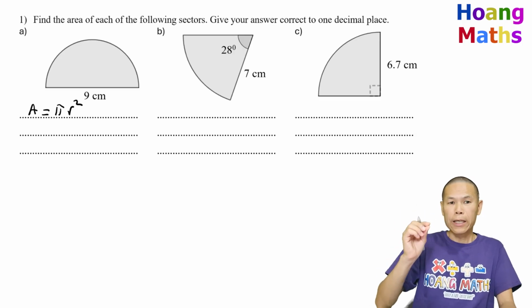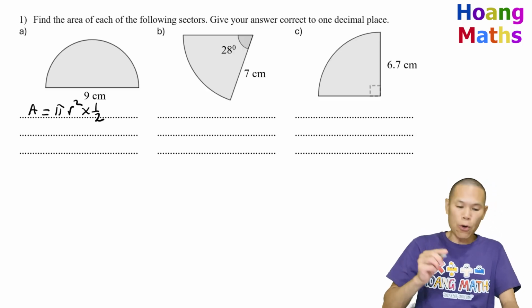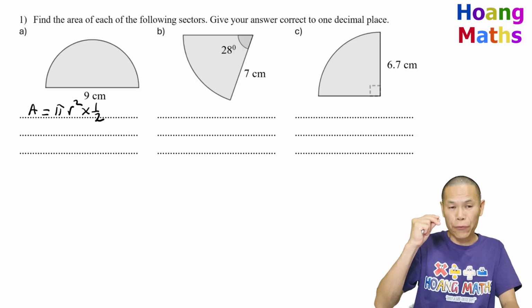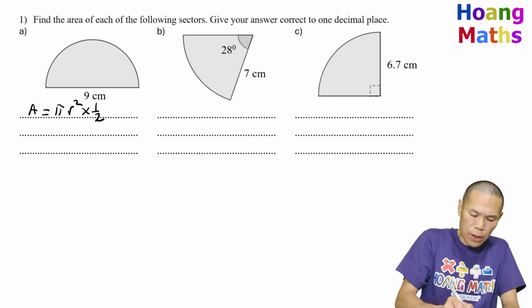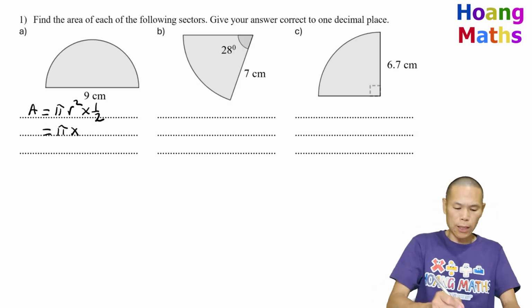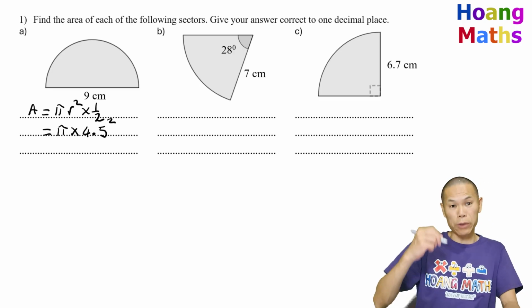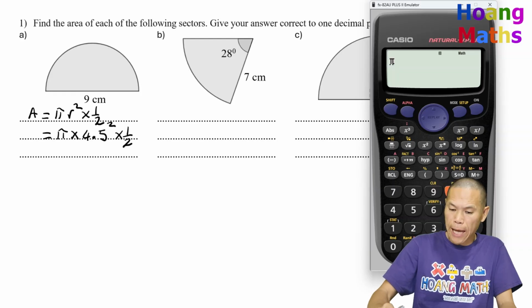So part A is half of a circle, which is times by a half. And we know that 9 is the diameter, so therefore the radius is half of 9. So 9 divided by 2 is 4.5. So therefore the area equals pi times the radius, so the radius is 4.5, squared, and we times a half. So just go shift pi times 4.5 squared times a half.